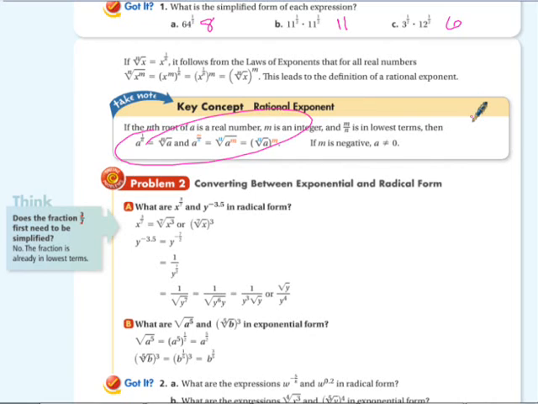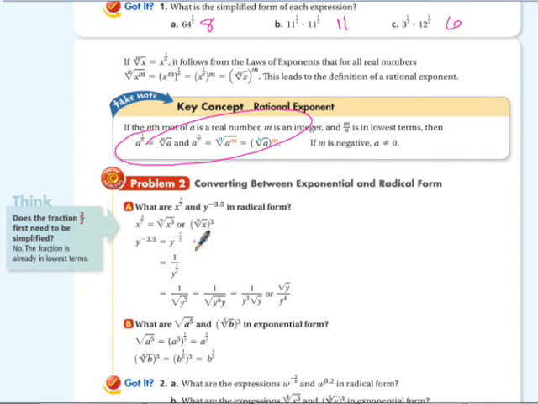Okay, so let's take a look at problem 2a. So it wants to know what are x to the 3/7 and y to the negative 3.5 in radical form. So if we're going to write those out, x to the 3/7 could just be the 7th root of x cubed. So we just, the 7 becomes the index, and the 3 is the exponent for x. It's really just that simple.